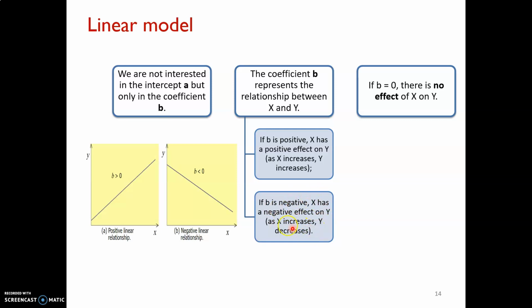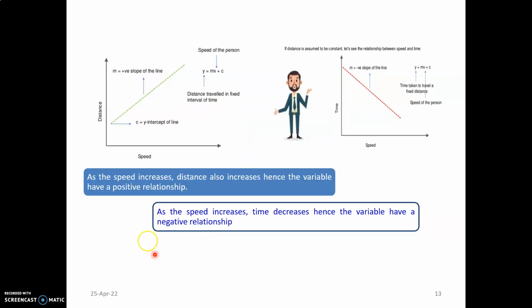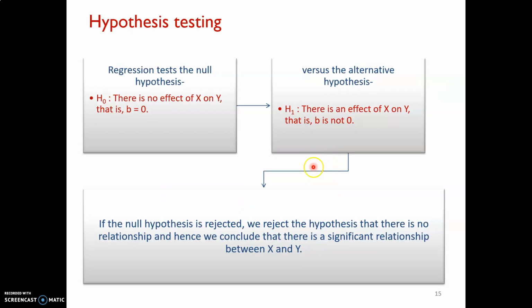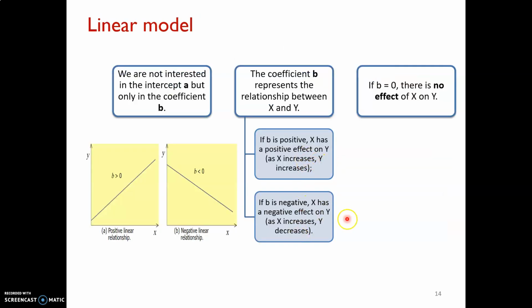It's the negative model. Here, if b equals 0, there is no effect of x on y. So, there are three conditions based on the coefficient. If coefficient b is positive, that's a positive relationship. If b is negative, it's a negative relationship between x and y. In case the coefficient is 0, there is no effect of x on y.